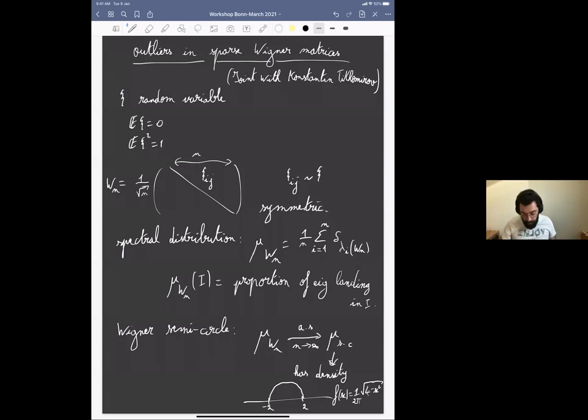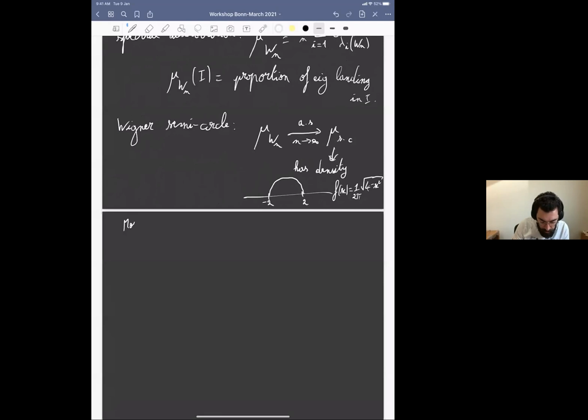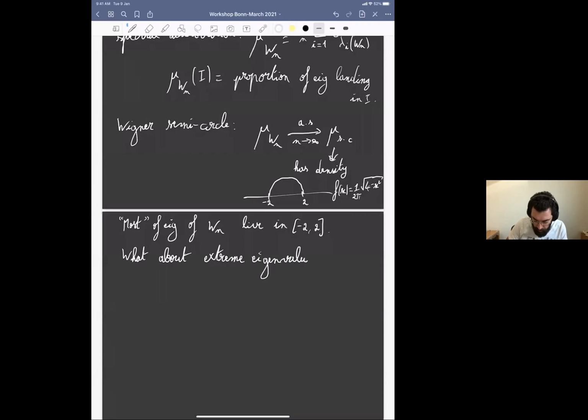Okay, so this measure tells me how the spectrum looks on a macroscopic level, like how it looks as a whole. So what the theorem tells us is that most of the eigenvalues of Wn live in -2, 2. However, it doesn't tell you what happens to the extreme eigenvalue. It may be that there is a small proportion of eigenvalues which are living outside of this interval and going away from the interval -2, 2. So what we're going to ask is, what about extreme eigenvalues? In particular, what about the norm, basically? Does it stick to the bulk of the support? So does it stay glued to -2, 2, or is it getting away? Whenever it goes away from the support, we're going to say there is an outlier. And whenever it sticks to the bulk, it means there is no outlier.